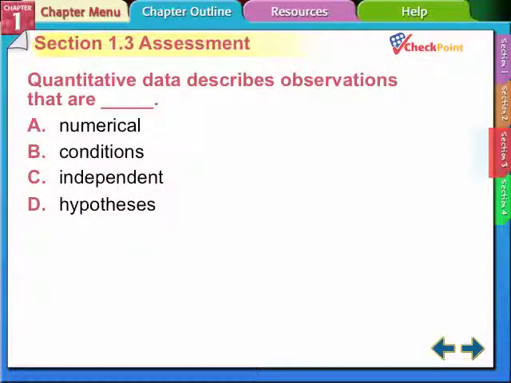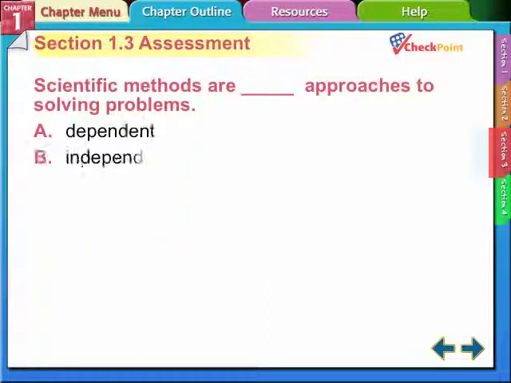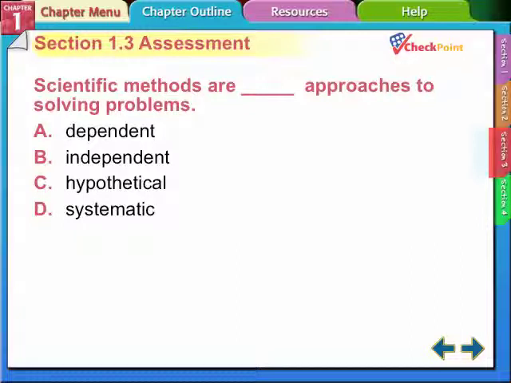All right, so that's section 3. That's the scientific method. Look at how we can lay things out and come to our conclusions. That's what we want to know, okay? So a couple of assessment questions before we wrap this. Quantitative data describes observations that are numerical. That's quantitative. It's numerical. Okay? And the scientific method, what kind of approaches are they to solving problems? They're systematic. So we want to keep those things in mind. If you've answered those correctly, then you know.